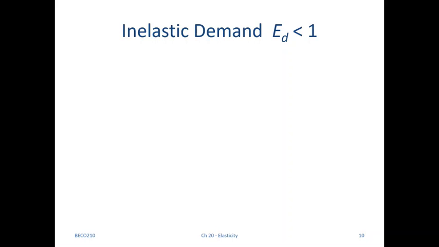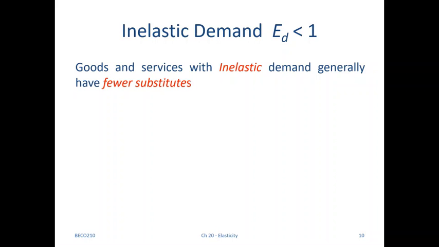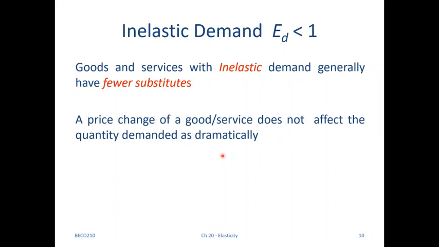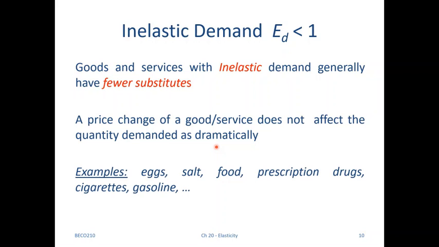We've previously established that goods which have a lot of substitutes have higher elasticity. Now here the opposite holds true. Even though the price of a good or service increases, yet quantity demanded does not drop much when the good or service has fewer readily available substitutes. So that means even though the price increases, people don't give up much of it. So a price change does not affect the quantity demanded as dramatically as the elastic one. For example, eggs in the broad sense.